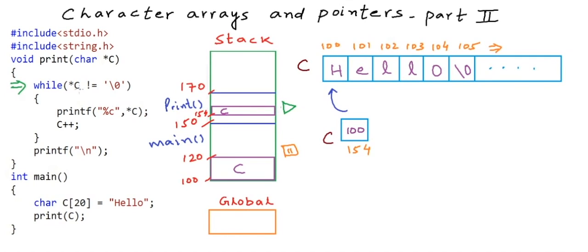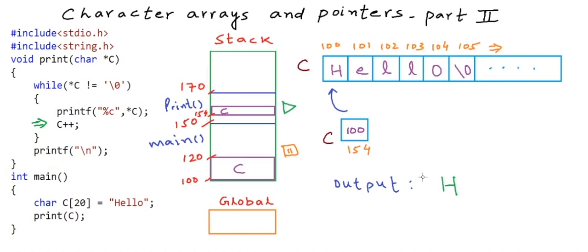Okay, so now here what we are saying is, while asterisk C is not equal to the null character, when we put this asterisk operator in front of a pointer variable, we are looking at the value at that particular address. So at this stage, when C is pointing to the base address, asterisk C is H, so this condition is not true. We will go to this line printf, that will simply print asterisk C, which is H. Let's write down the output here. So we have printed H so far, and then we say C++.